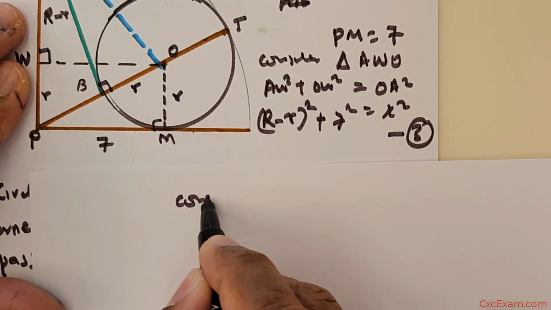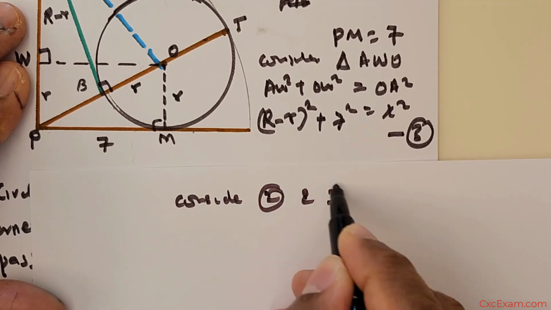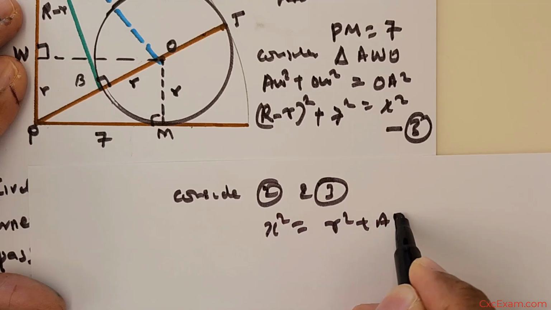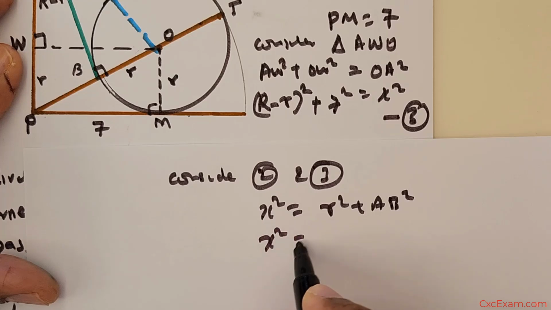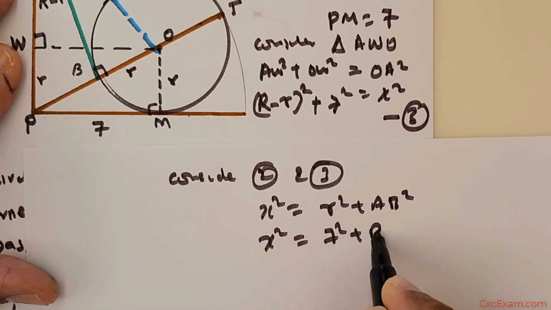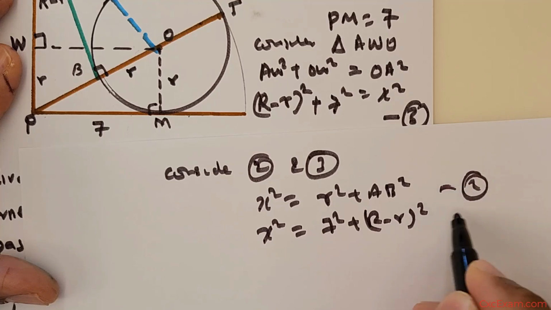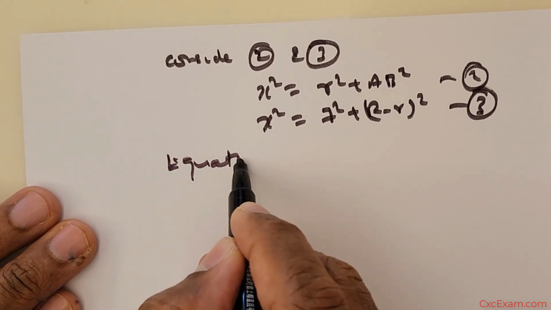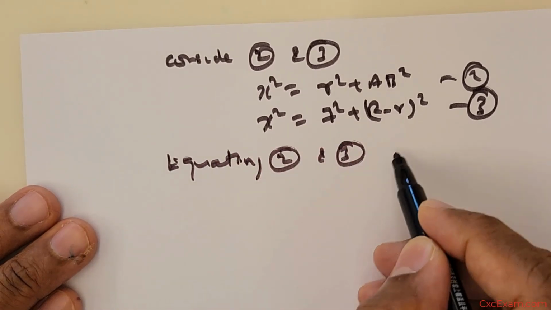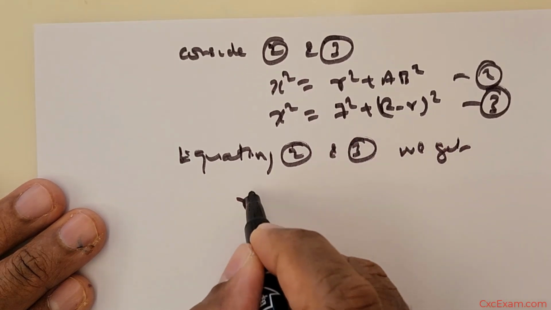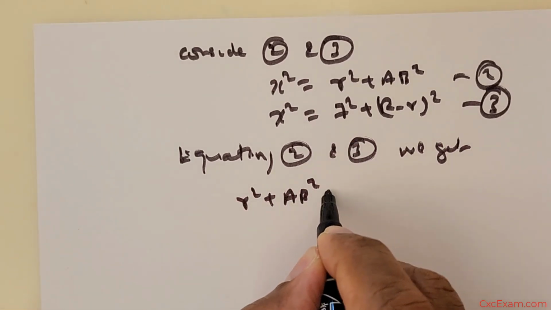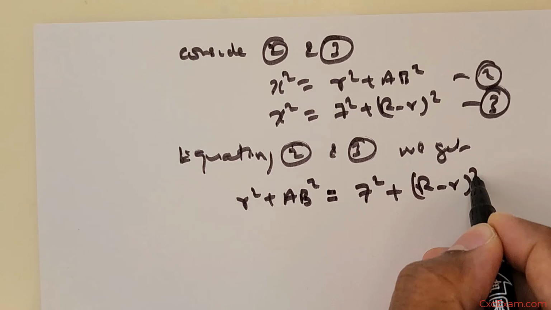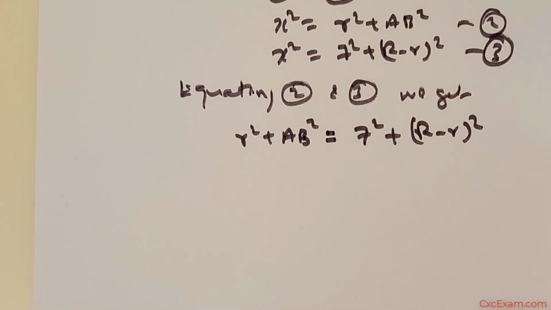So consider 2 and 3. So what is that 2? We got x squared is equal to R squared plus AB squared, and x squared is equal to 7 squared plus capital R minus r the whole square. This is 2 and this is 3. So equating 2 and 3 we get, R squared plus AB squared is equal to 7 squared plus capital R minus r the whole square. This is what we have got.